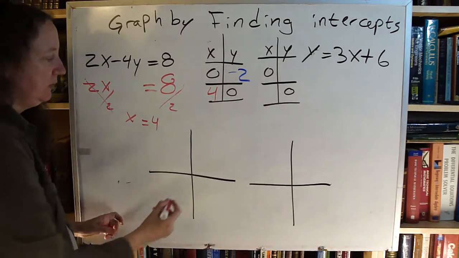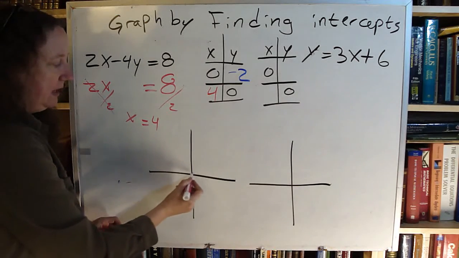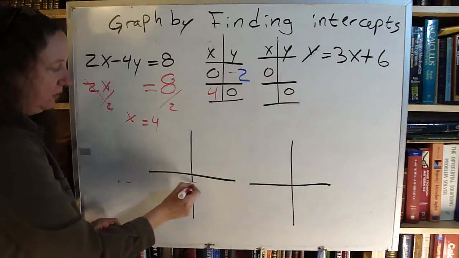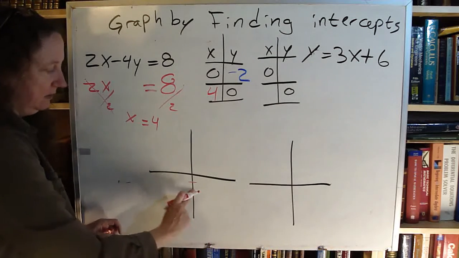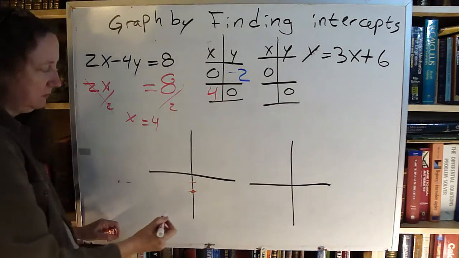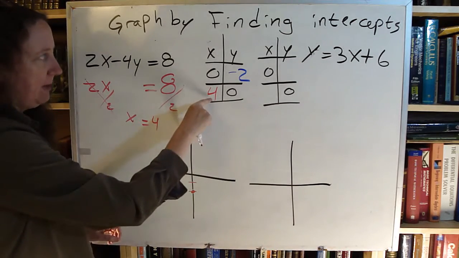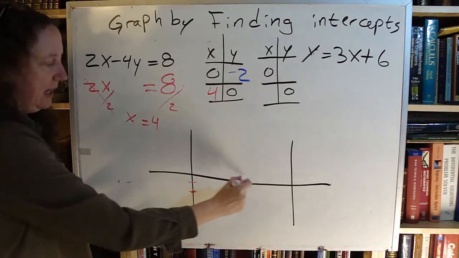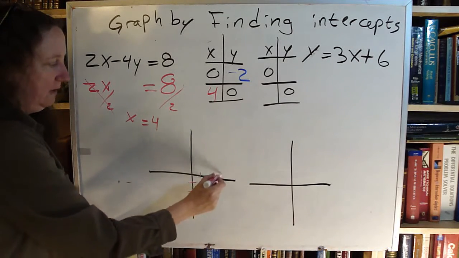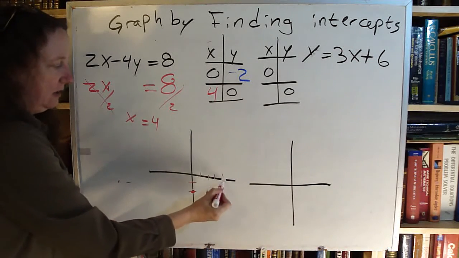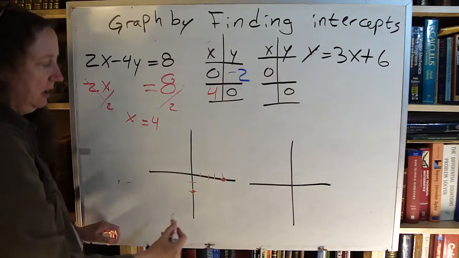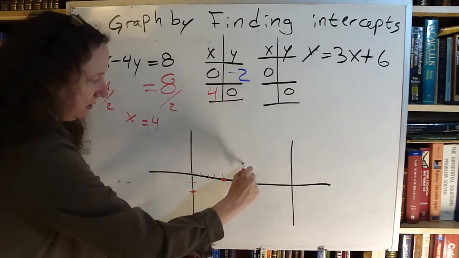0, negative 2. 0 on the x, negative 2 down here. So 1, 2, put my dot down. 4, 0. So the 4 is in my x position, so 4 on the x. So 1, 2, 3, 4. Put my dot right there. Connect my dots, draw my line.